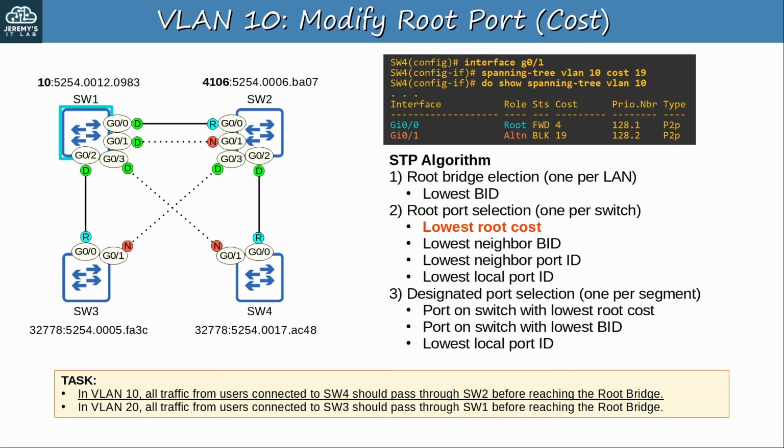And as intended, switch 4 changed its root port from G01 to G00. Now, traffic from switch 4 to switch 1 will pass through switch 2, as stated in the requirements below. So the task is complete for VLAN 10.